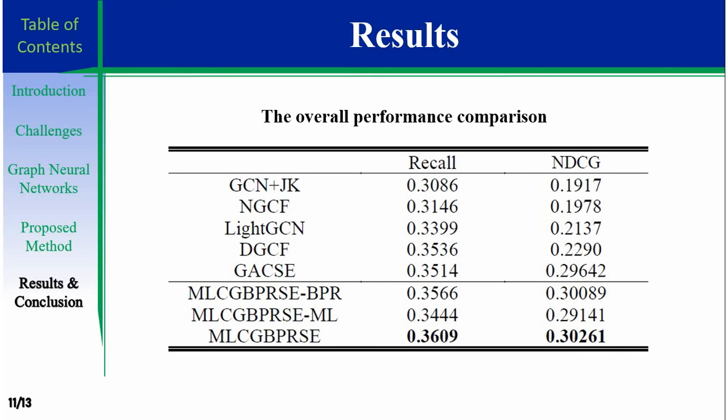As is clearly shown, MLCG BPR-SE-BPR provided a better output than all other models except the proposed MLCG BPR-SE, which indicates the high effect of using BPR as an auxiliary loss function in improving the model. The lower accuracy of MLCG BPR-SE-ML illustrates the weakness of the GACSE auxiliary loss function in utilizing the high-level information generated in the multilayer structure.